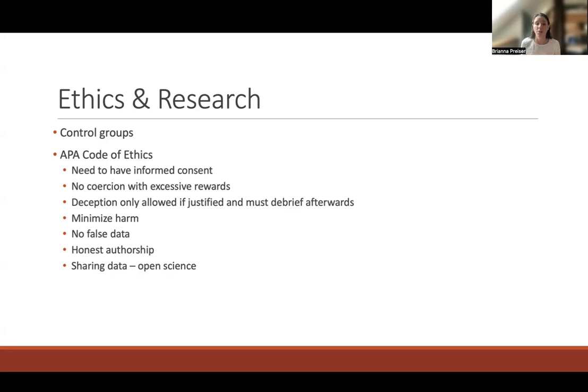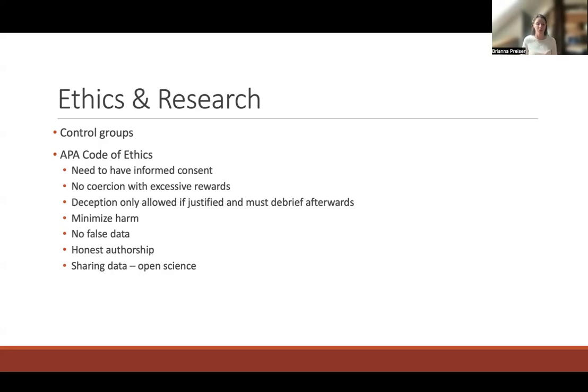Next, if researchers discover that research procedures have harmed a participant, they need to take reasonable steps to minimize that harm. Obviously, researchers should never be fabricating or falsifying data, and they should be listing themselves as authors of a study only when they have made a justifiable contribution to that study.